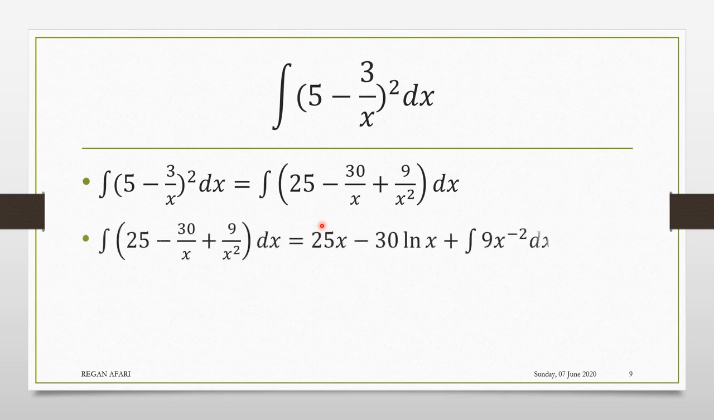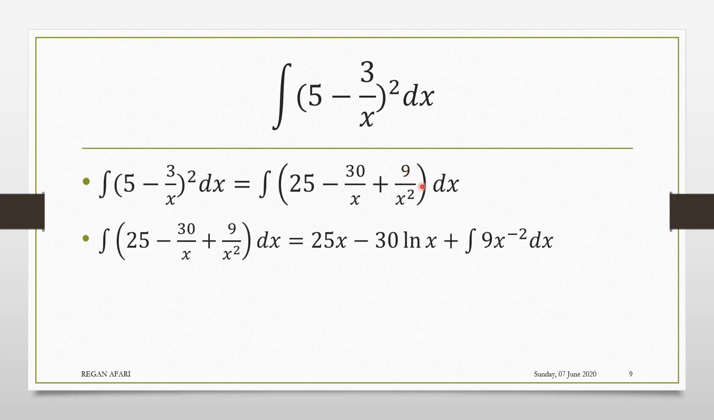Right, so when you integrate 25, you get 25x. Remember that the integral of a constant is a function of x, so you have 25x. Then remember that this is the same as 30 times 1 over x, and the integral of 1 over x is ln x. So we multiply by the 30, hence we have negative 30 ln x.